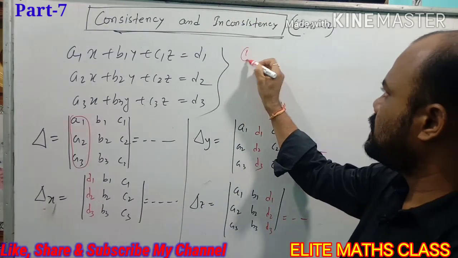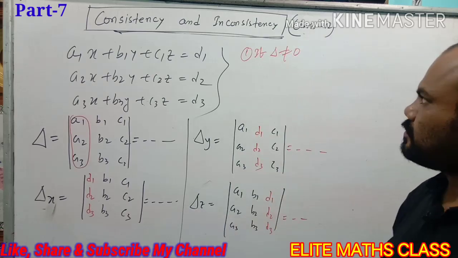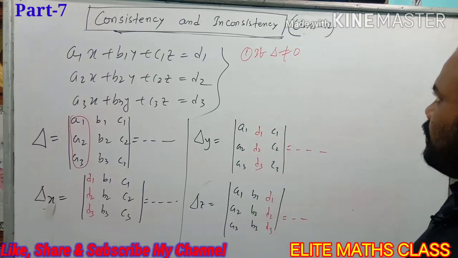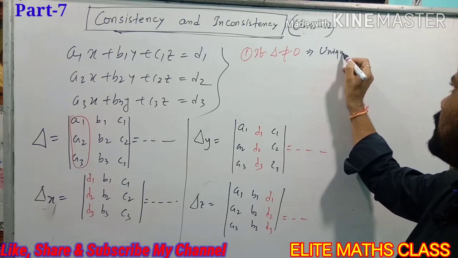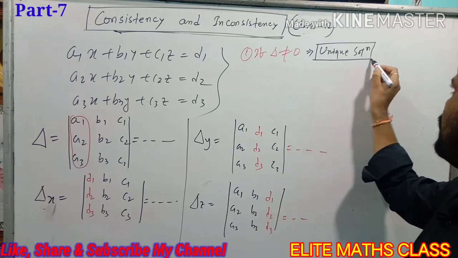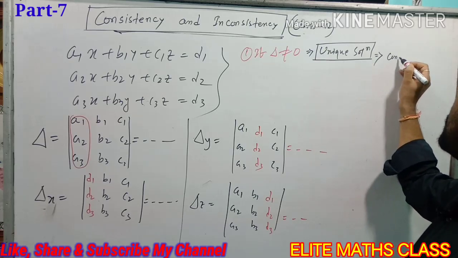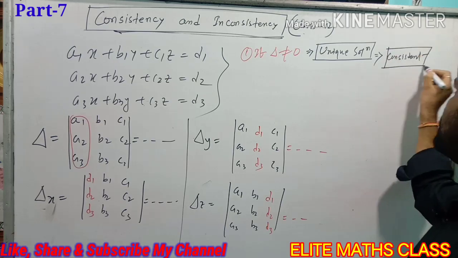So what will be the first condition? If del is not equal to 0, the system will have a unique solution, as in the previous case. Unique solution exists means the system is consistent.